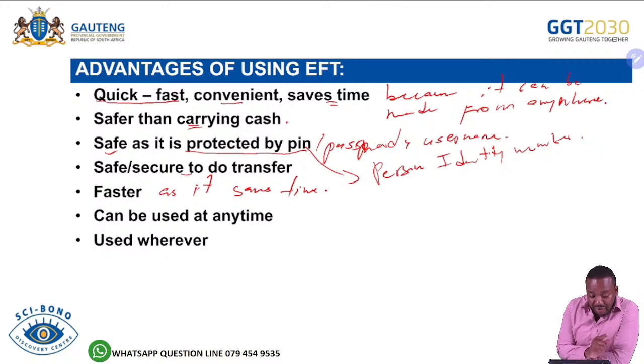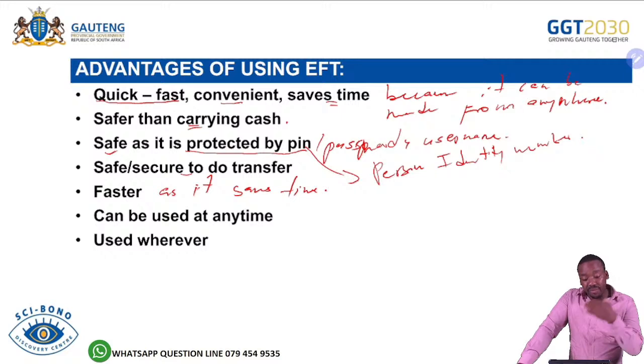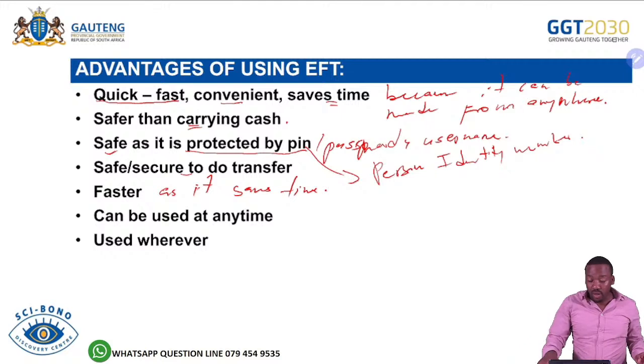So these are some of the few advantages of using what? An electronic fund transfer. Number 1, it is quick, fast, convenient. It saves time because it can be done from anywhere. 2, it is safer than carrying cash. 3, it is safe as it is protected by PIN or password and what? And username. 4, it is a safe and secure way to do transfer due to the linked account numbers. It is faster as it saves time. It can be used at any time and can be used wherever. These are some of the advantages of using an electronic fund transfer.